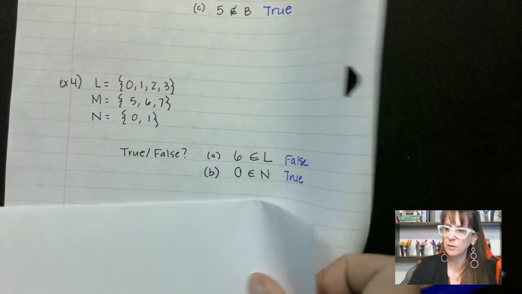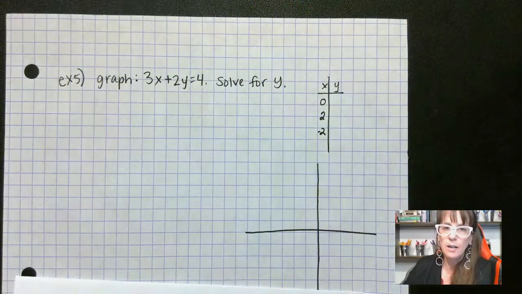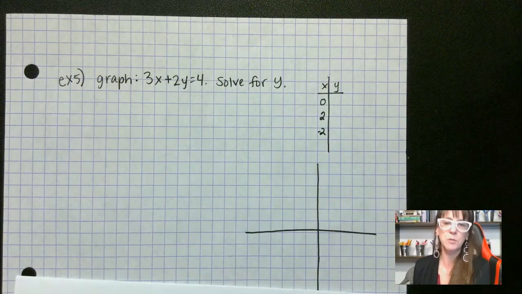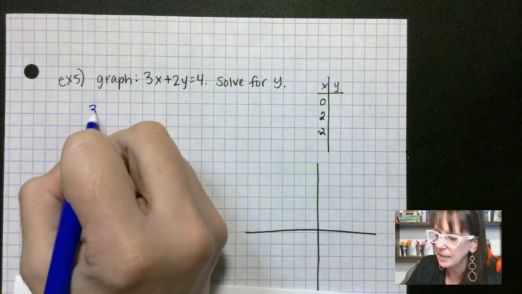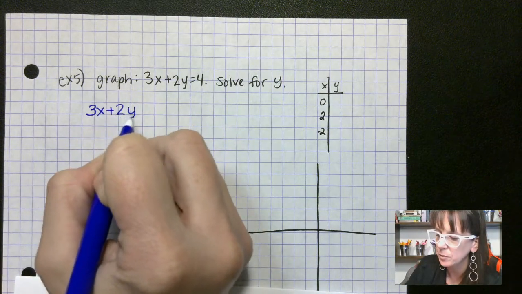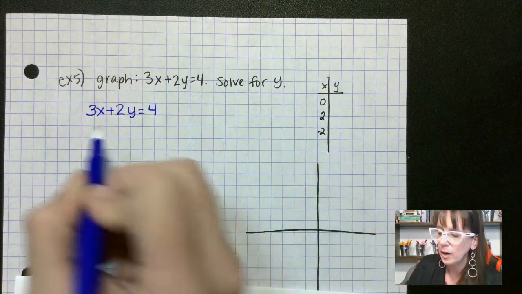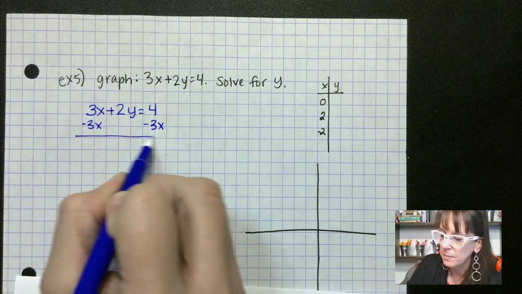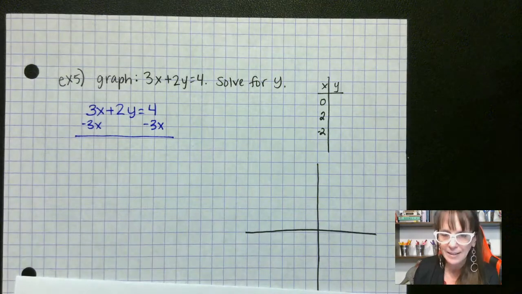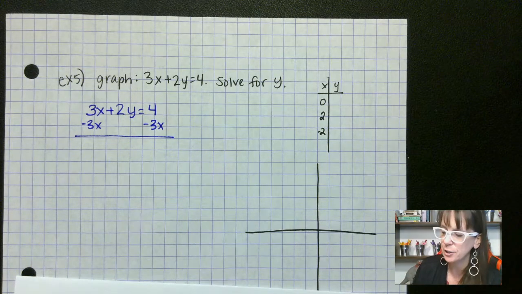The next thing that we are going to do is graphing. So if you don't already have it, make sure you grab your graph paper. Graph 3x plus 2y equals 4, but you need to solve for y first. So we have 3x plus 2y equals 4. To solve for y, we're going to subtract 3x from both sides first. Now remember, when you do 4 minus 3x, that's not 1x. You cannot combine those. Those are not like terms.